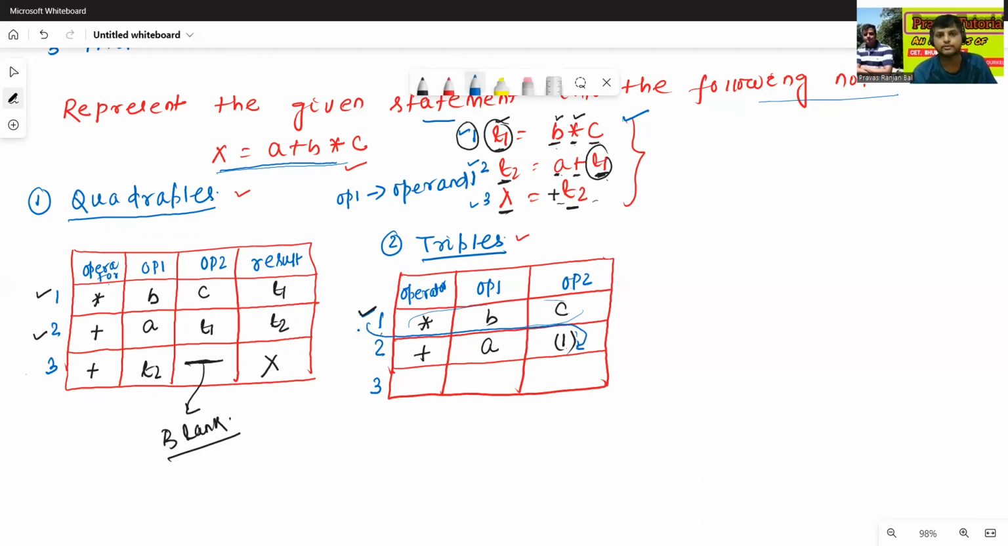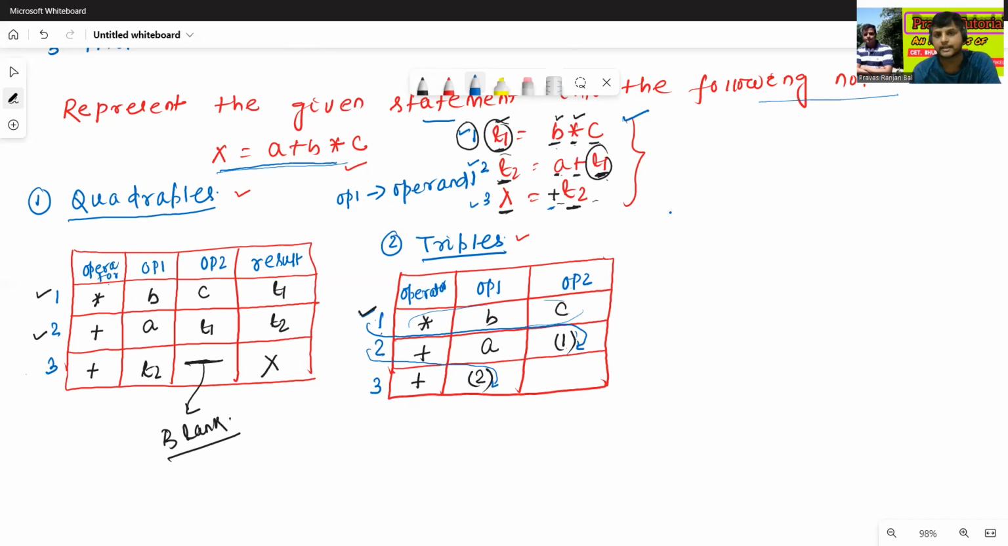Okay, this one is used from here. Then here the operator is plus, then T2. Where have we used this T2 from? The second one, means the second reference. We can use this reference like this. So in this way, triples notation means we just use the reference number. In this way we can store the 3 address code in triples notation.